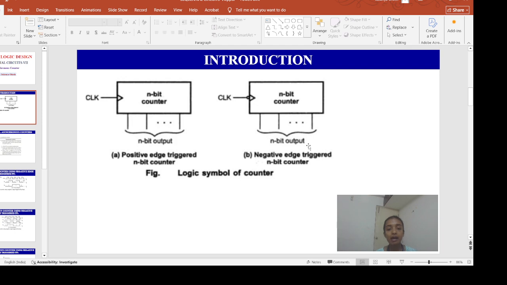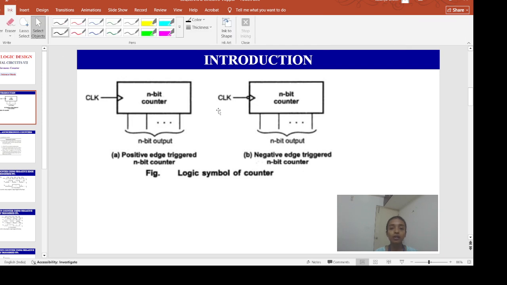And a counter may have a shortened modulus. This type of counter doesn't utilize all the possible states. Some of the states may remain unutilized, that is invalid. The number of flip-flops required to construct a mod capital N counter equals the smallest small n for which capital N is less than or equal to 2 to the power n. So a mod capital N counter divides the input frequency by capital N. Hence it is called a divide by N counter.